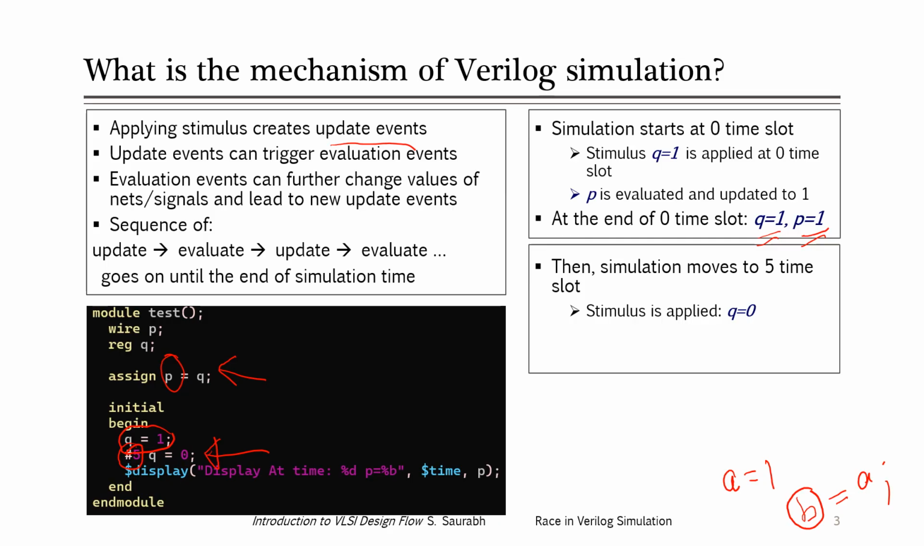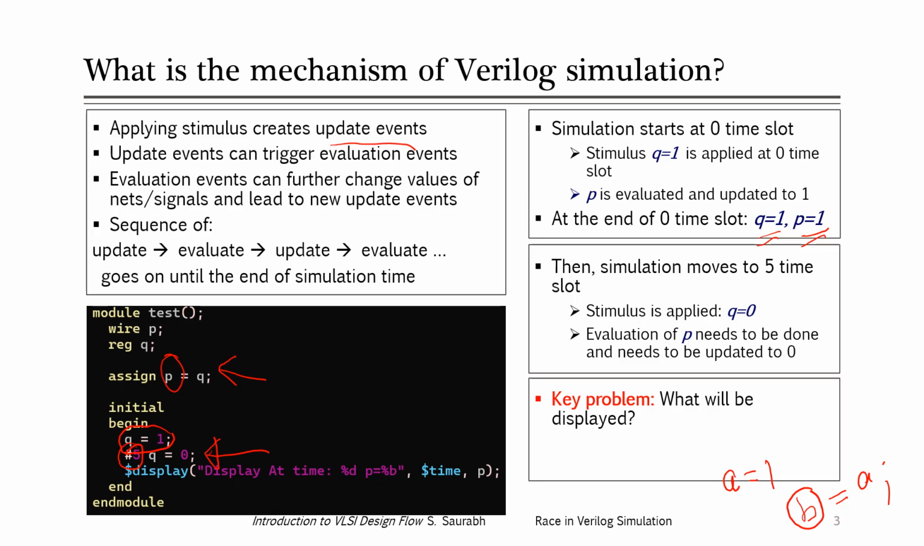So this stimulus q is equal to 0 will again require p to be evaluated and updated to 0. But now there is a problem. The problem is that when will this display statement be called? When will the next statement, display, be called? Whether it will be called before updating p or after updating p.